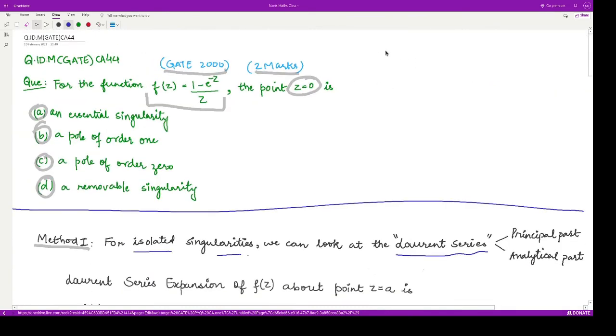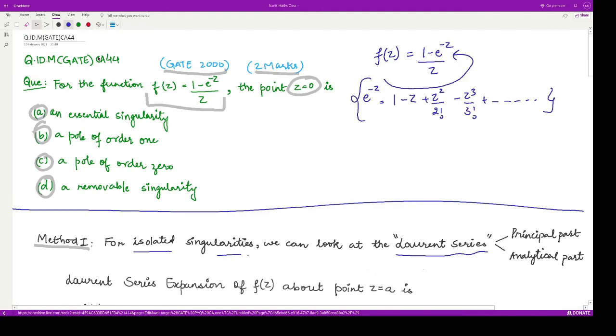So let us now move back to our question. They were asking about this particular function f(z), that is (1 − e^(−z))/z. We can expand e^(−z) into the series form: 1 − z + z²/2! − z³/3! and so on. We can substitute this series over here. So let us see what we obtain. We have f(z) equal to [1 − (1 − z + z²/2! − ...)] divided by z.